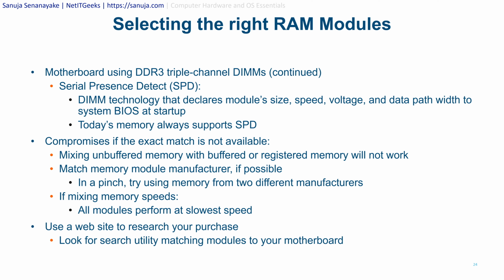Use a website to research your purchase. So look for search utilities matching modules for your motherboards. Some companies such as Intel actually do have their own websites where you can figure out the best matching options, so make sure you use those sites. Vendors or outlets may also have websites where you can configure your RAM before you purchase it. So use those search utilities to make sure that you purchase the right RAM and the right configuration for your motherboard.